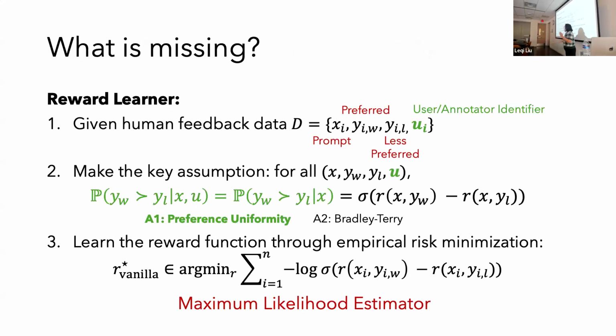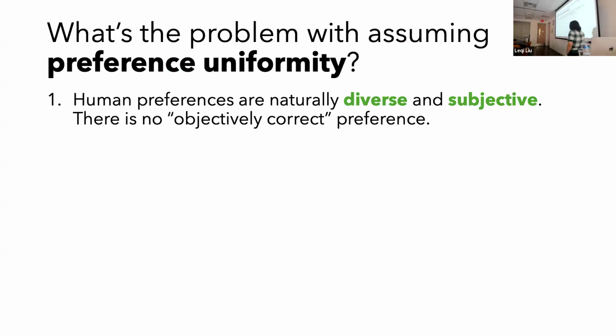Okay, so what's missing here in the personalization setting is that behind these preference data are different users. So for example, we may have a user annotation index. The implicit assumption here is that there's also a preference uniformity being assumed, which says basically that conditioned upon the prompt and the user index, the preference of that user is the same as if there were no user index conditioned upon. So what are some consequences of this? First, I hope I have convinced you so far that human preferences are diverse and subjective. So there is no one uniformly correct preference.